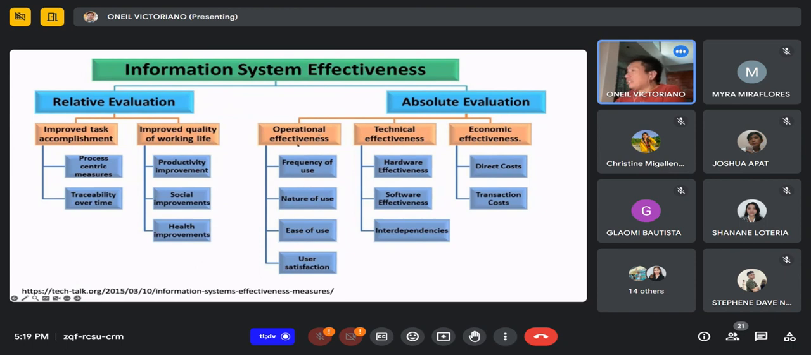So there would be a lot of metrics or measurements for absolute evaluations, like looking into operational effectiveness. So ease of work, frequency of work, nature of work, and user satisfaction. So there would be a lot of measurements. Also, there would be effectiveness over hardware and software, and of course, interdependencies of different components.